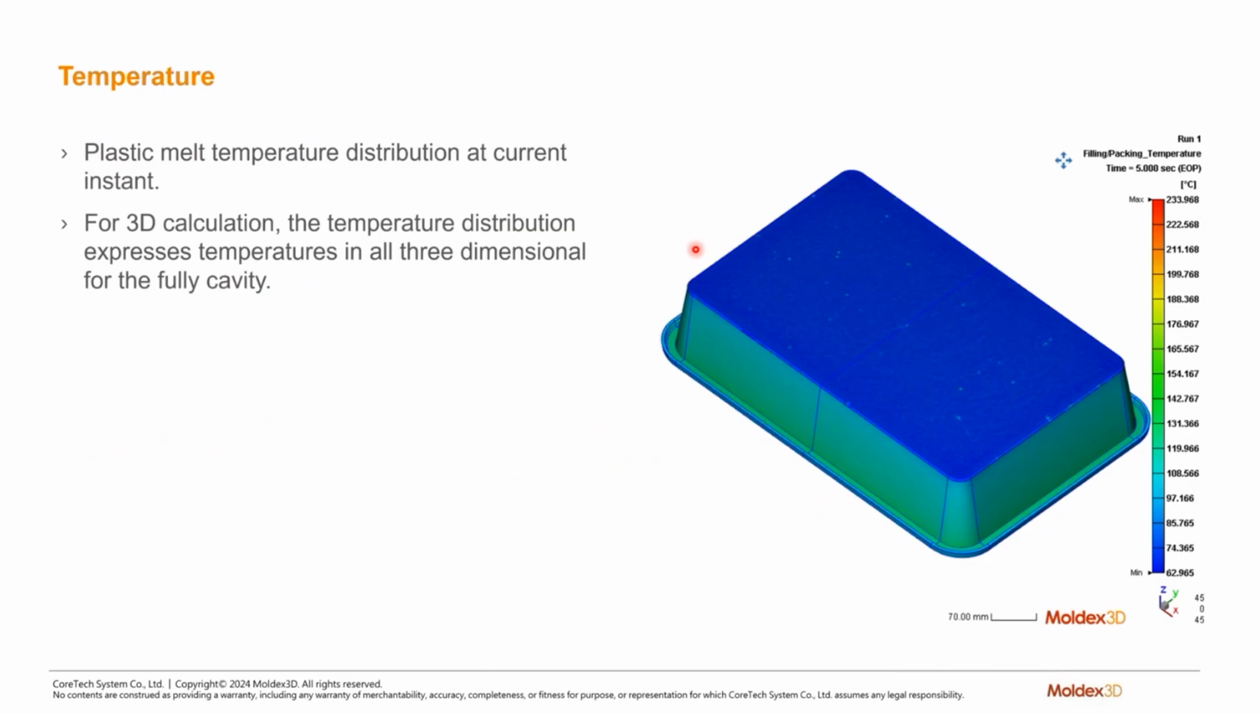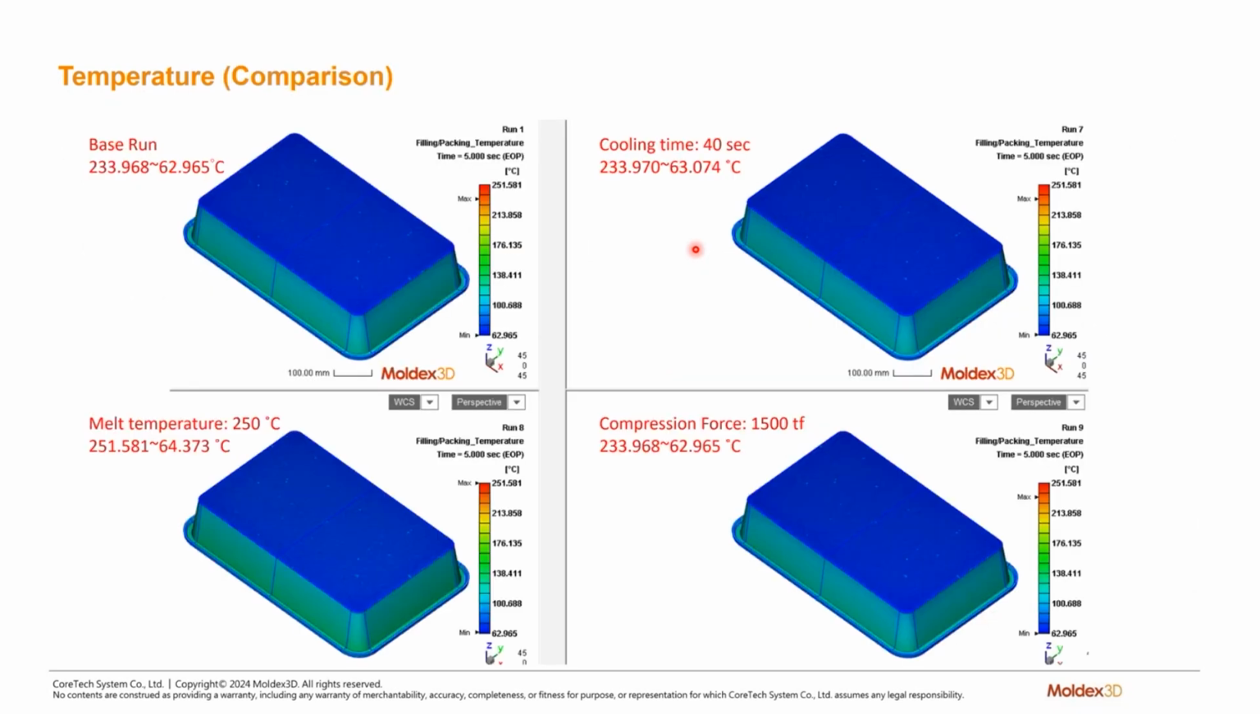This is the temperature you can see in Moldex3D. This is the comparison table for the 4 runs. We can also see the melt temperature of 250 degrees. The temperature result is higher than the other 3.